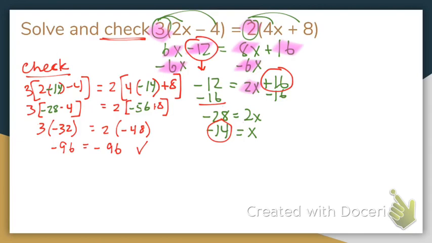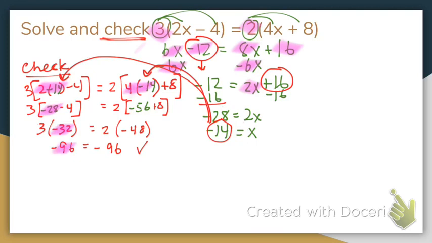So if that's my answer, I'm now going to check, right? And I'm going to plug it in everywhere I see an x. So right there and right there. And you just got to take your time when you're checking here. So 2 times the negative 14 is negative 28. Negative 28 minus 4 is a negative 32. 3 times the negative 32 is negative 96, right?